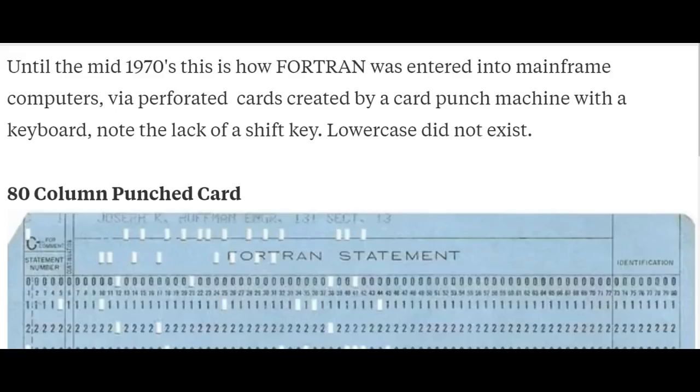And a Fortran machine was used in order to enter into mainframe computers that all corporations had and all government entities had. All right, so as you can see, I've got here until the mid-1970s, this is how Fortran was entered into mainframe computers via perforated cards created by a card punch machine with a keyboard. Note in the picture I'm getting ready to show you the lack of a shift key. Lowercase did not exist for the purpose of the Fortran.